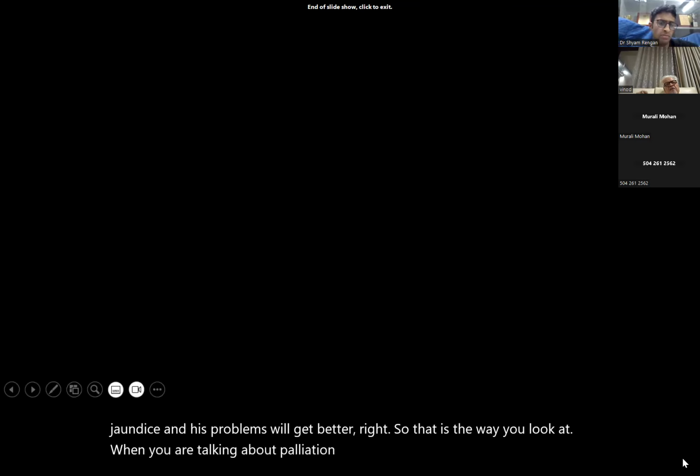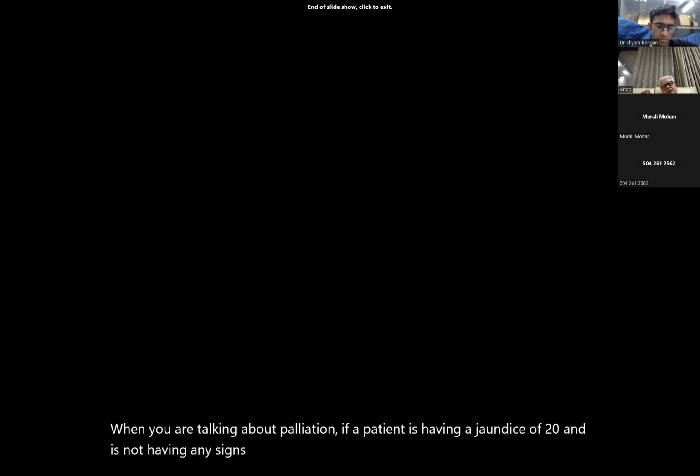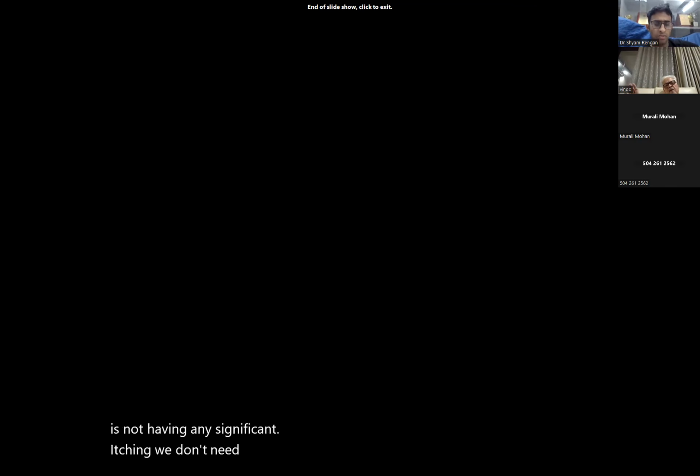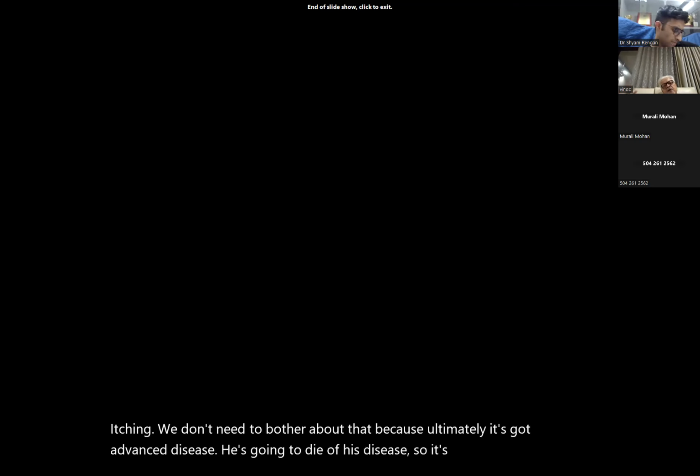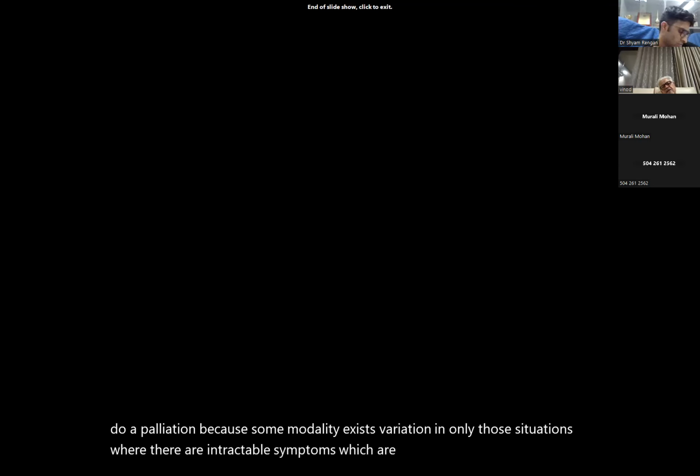If a patient is having a jaundice of 20 and is not having any significant itching, we don't need to bother about that, because ultimately he's got an advanced disease, he's going to die of his disease. So it's not simply that we will do a palliation because some modality exists. Palliation is only for those situations where there are intractable symptoms which are making the patient's life miserable.